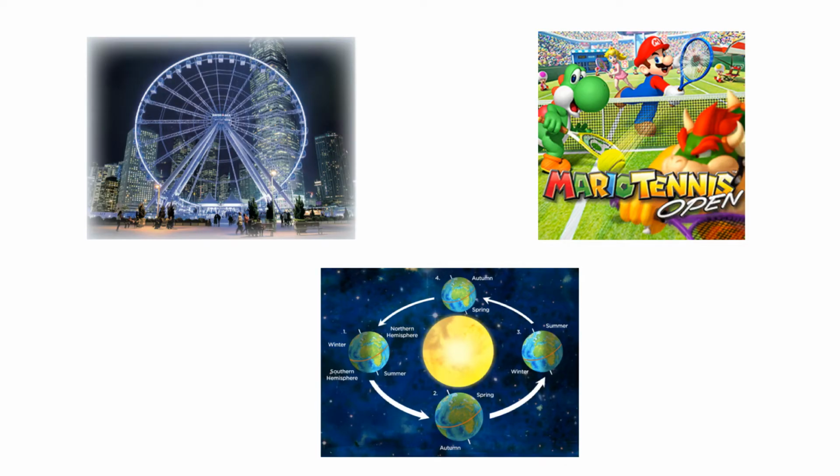Let's have a look at a few more examples. Right here we've got a Ferris wheel. Imagine you are sitting right here. Provided that the Ferris wheel is moving at a constant speed, not considering tourists getting on or off, it moves at a constant speed. But is this a uniform motion or a non-uniform motion? You can consider it like this.